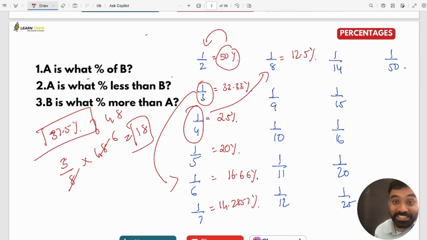Right? So this is the power of your percentage to fractions. Be very, very sure about it. I am 100% confident that if you are aware of it, percentages will be like a cakewalk.